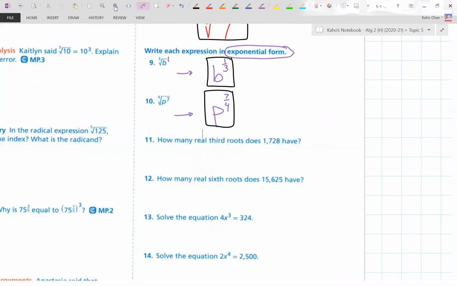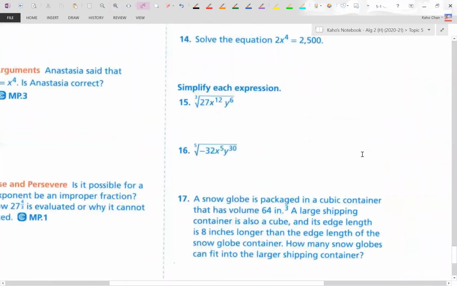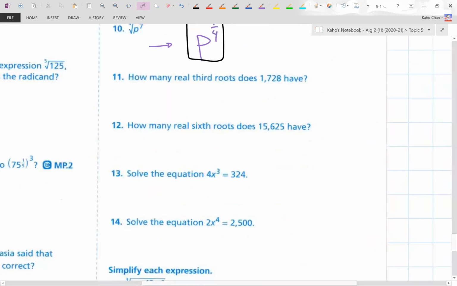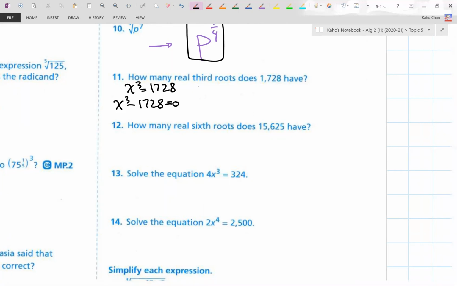All right. Let me zoom in a little more so you can have a little more room and see everything. Number 11. How many real third roots does 1728 have? Let's solve that. We do need to set up an equation. X to the third equals 1728. You can actually do this 2 ways. We're going to do the traditional way, subtract 1728 to the other side. I wish they didn't give us such a huge, scary number. 1728, ladies and gentlemen, is cube rootable. It's crazy. The cube root of 1728 is 12.